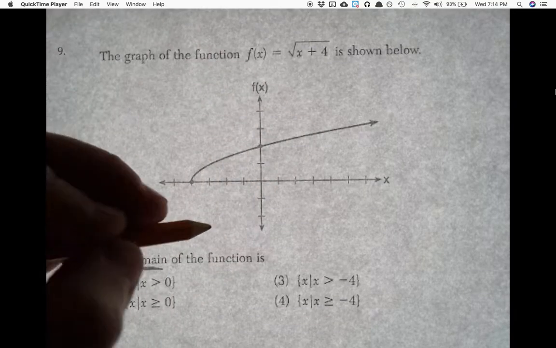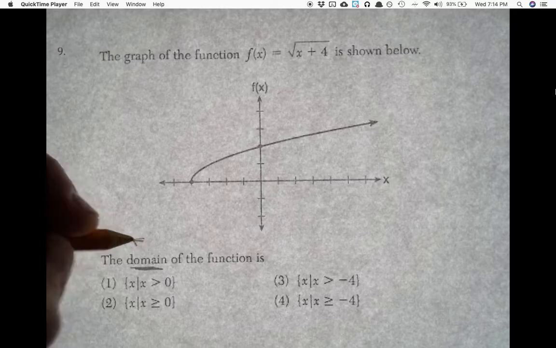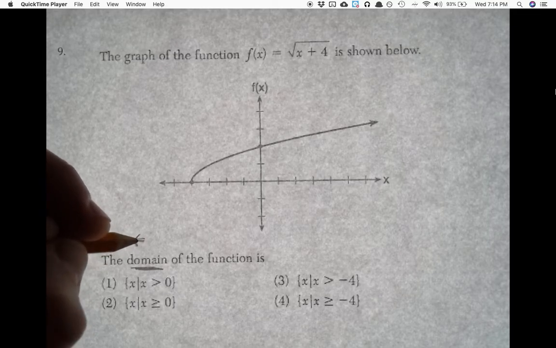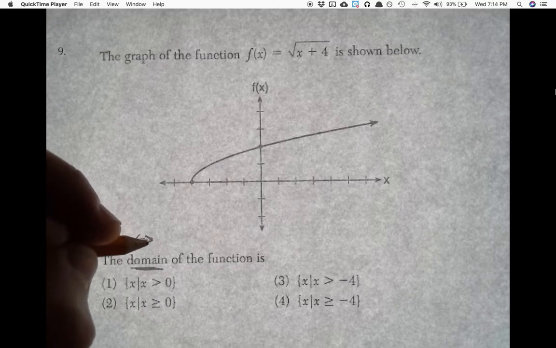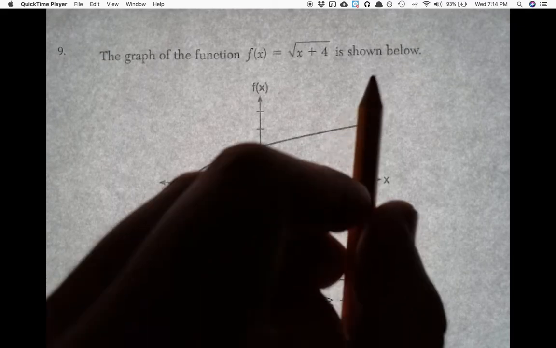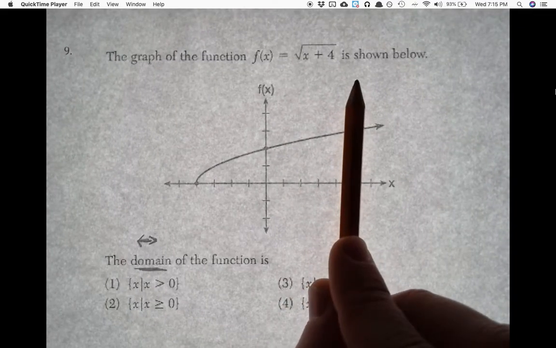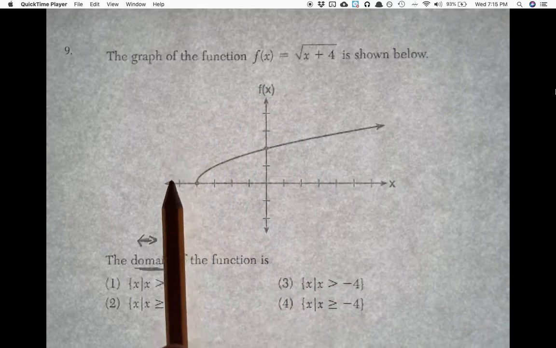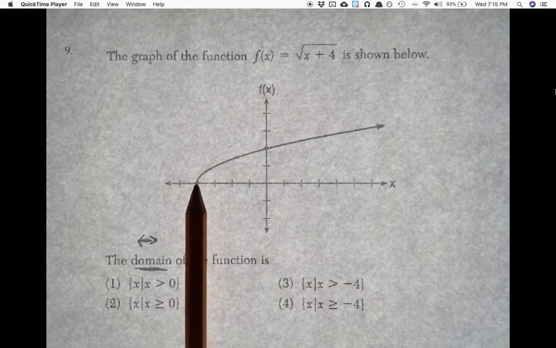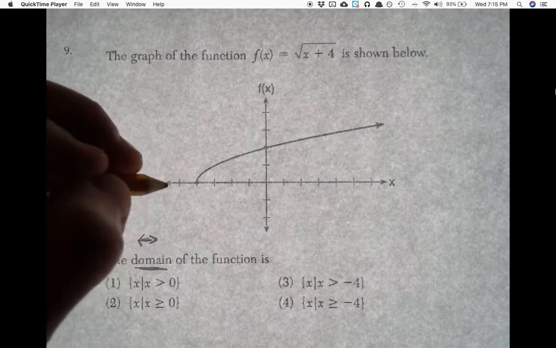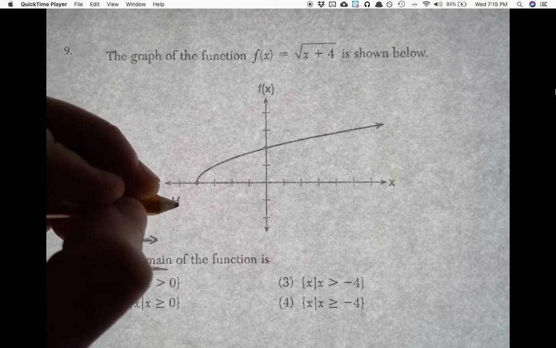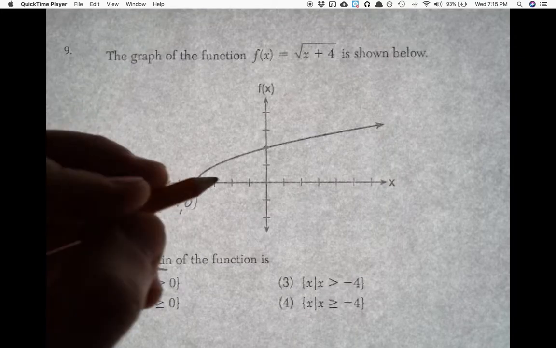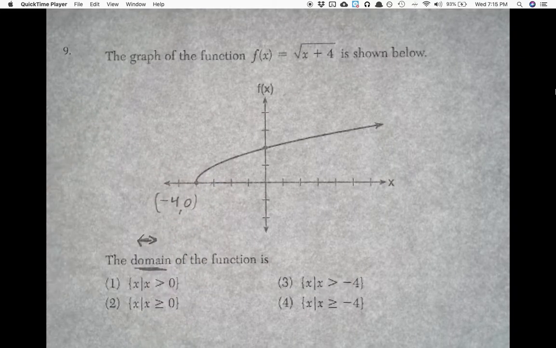When I'm looking for the domain on a graph, I'm going to look to the left, and I'm going to look to the right and see what my boundaries are. So I'll put my pencil down this way, and I'll go as far to the left as I can go while staying on the function itself. So that is the furthest left this function goes, is right here. The coordinates of this point are -4, 0, right? 1, 2, 3, 4, -4, 0.